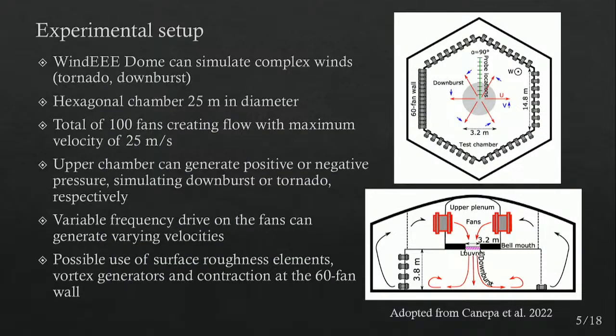So as mentioned before by Dr. Girma, Windy Dome can simulate mostly tornadoes and downbursts, hexagonal shape with over 100 fans with a 60 fan wall right here, which is mostly used for simulating straight flows. There's also an upper chamber. This upper chamber here can produce positive or negative pressures, and with that it can simulate tornadoes or downbursts. There is variable frequency drive on all the fans in the lower chamber, which is very important for us, so we can modify the velocities in real time. And of course, surface roughness elements can be used as well as vortex generators and contraction to increase the flow velocity.